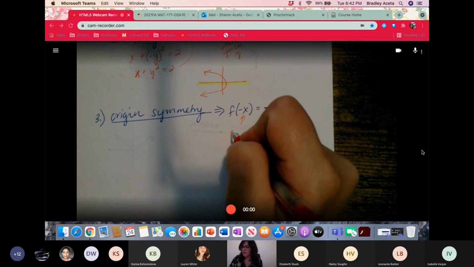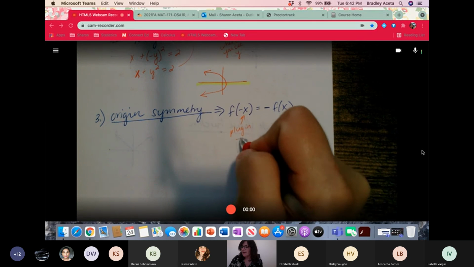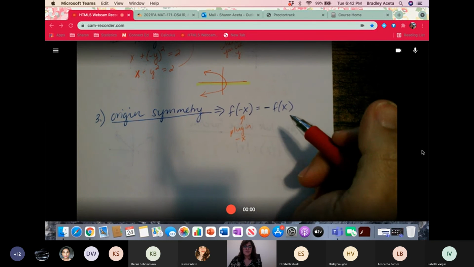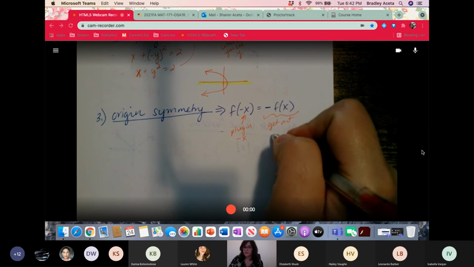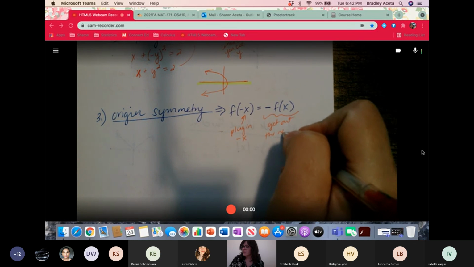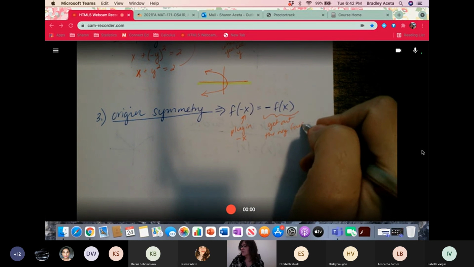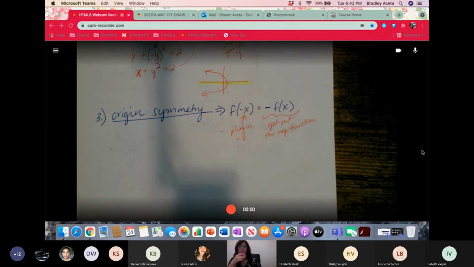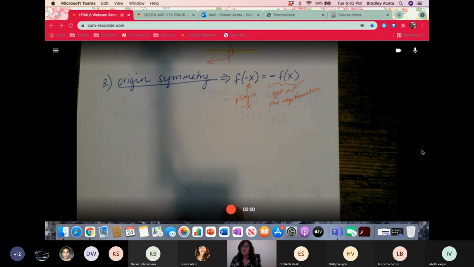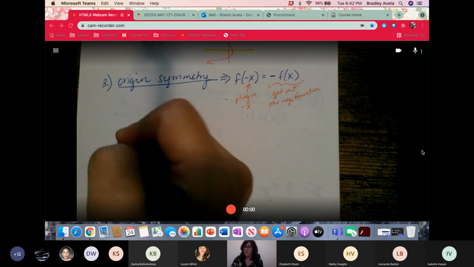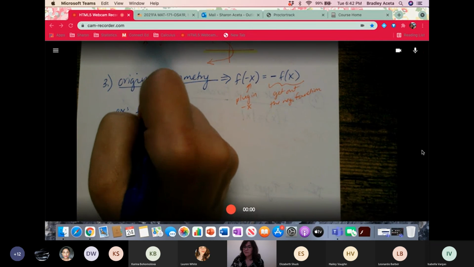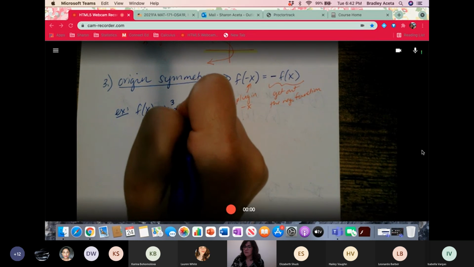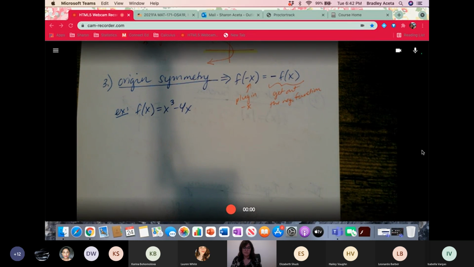So again, you plug in a negative x wherever you see an x. And then this half is saying, okay, then you get out the negative or the opposite of the function. Every sign has changed. So let me give you an example of origin symmetry. F of x equals x cubed minus 4x.